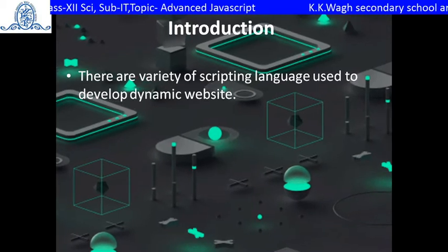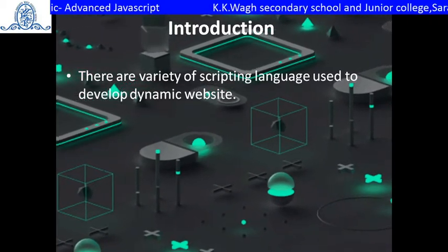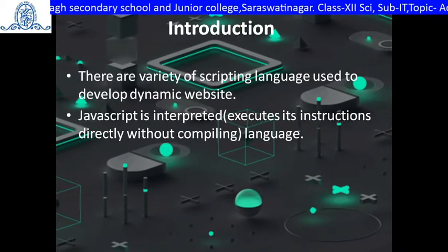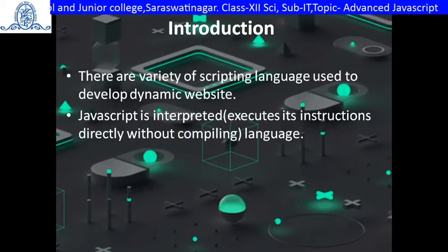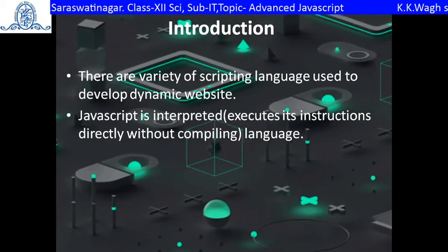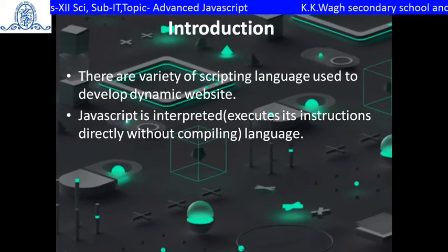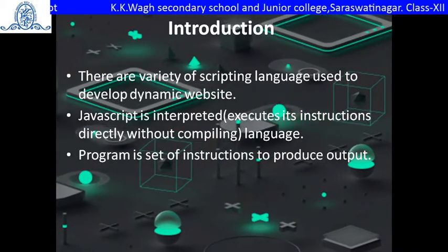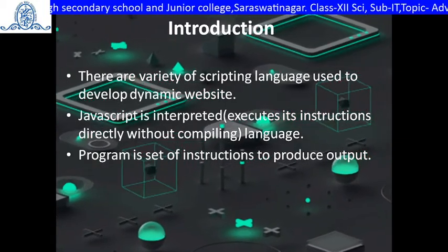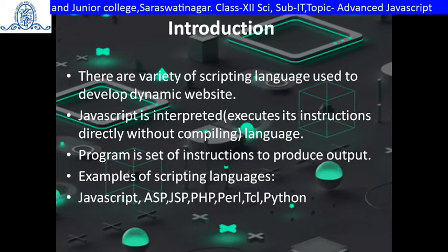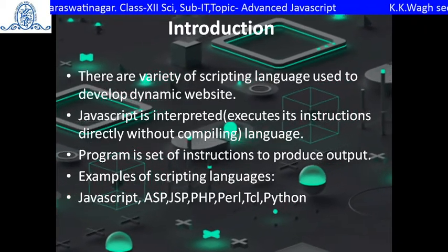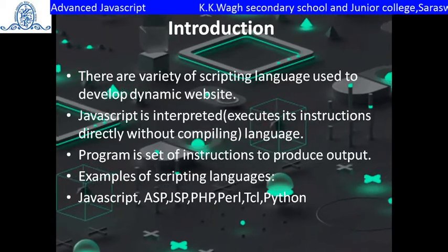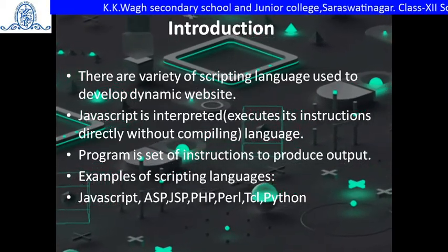There are a variety of scripting languages used to develop dynamic websites. JavaScript is an interpreted language. Interpreted means it executes its instructions directly without compiling. A program is a set of instructions to produce output. Some examples of scripting languages are JavaScript, ASP, JSP, PHP, Perl, TCL and Python.